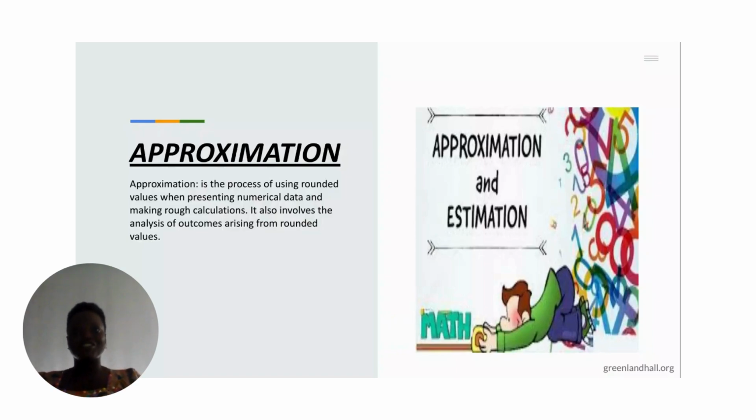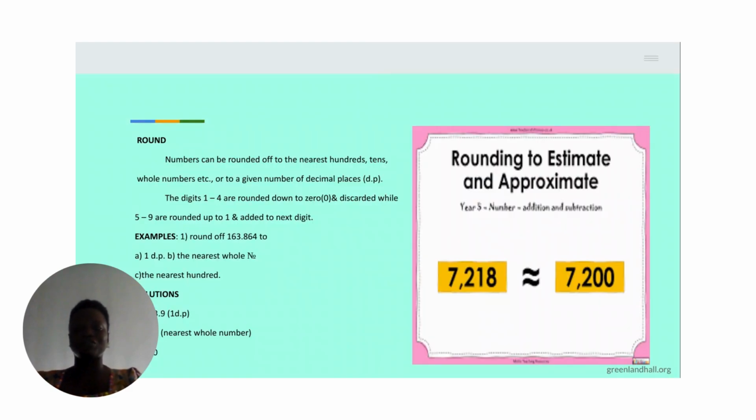Now, I've been saying approximation, approximation. Now, what is approximation? Approximation is the process of using rounded value when presenting numerical data and making rough calculation. It also involves the analysis of outcome arising from rounded figure. Whenever I give you, let's say, 96 naira, you will approximate it to be 100 naira. You understand? So that's what we mean by approximation.